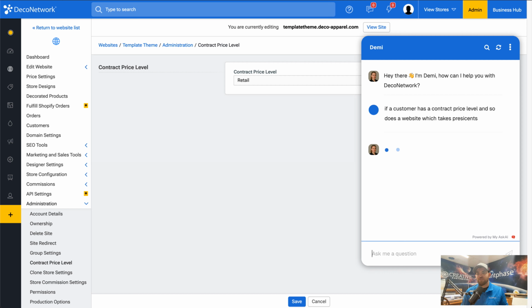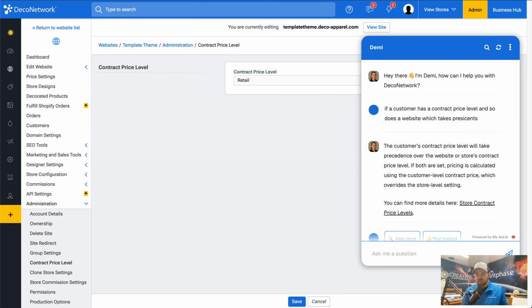Demi is going to do this quick research, and she's going to immediately tell us, okay, the customer's contract price level will take precedence. So if you have a store contract price level, and then we have a customer who's on a different contract price level, the customer's is going to take the override and take precedence.